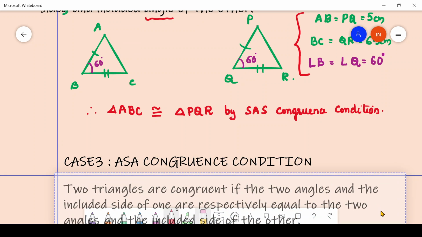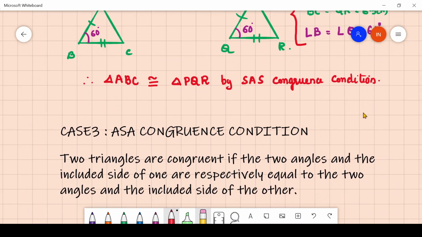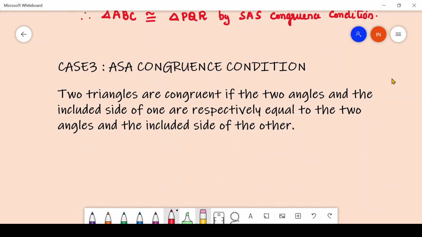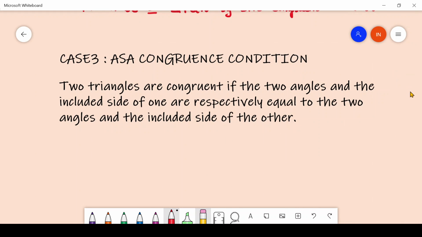The next condition is ASA congruence condition. Let us go ahead with that. So when can we say that two triangles are congruent with ASA congruence condition? Two triangles are congruent if the two angles and the included side, just opposite of what we have learned just now. There you have seen the angle is between the two sides, right? So in ASA, by the name itself you can understand angle, side, angle. So what will be in between the two angles? Exactly, the side should come between the two angles.